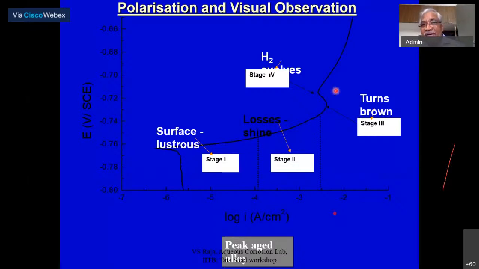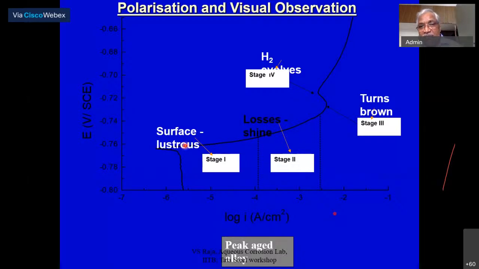Can hydrogen evolve here? Oh, I've done anodic polarization. Please look at it, I've done anodic polarization from here. Why do I think that it is hydrogen evolution? That's the question you don't start asking. Now, if you look at here, the hydrogen evolution is not very difficult to understand. Why? Look at the potential here now. The potential is minus 0.72.